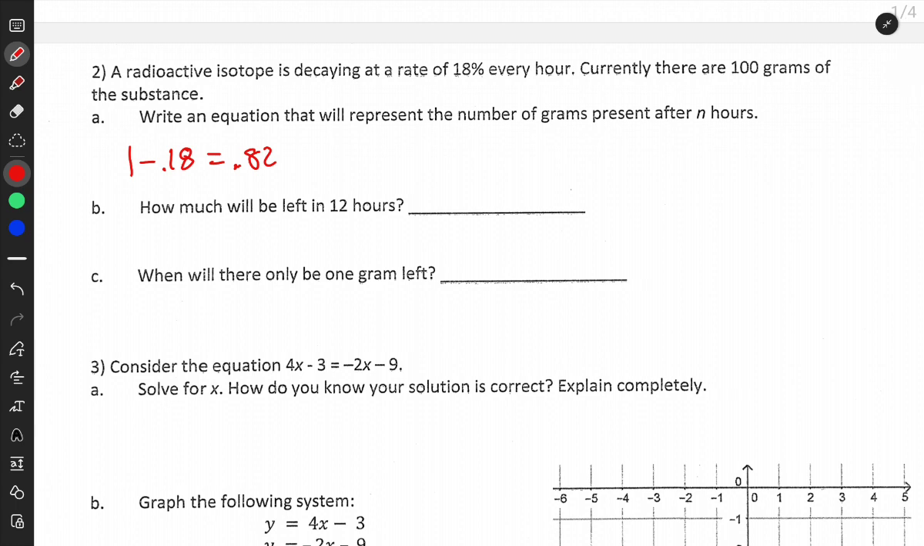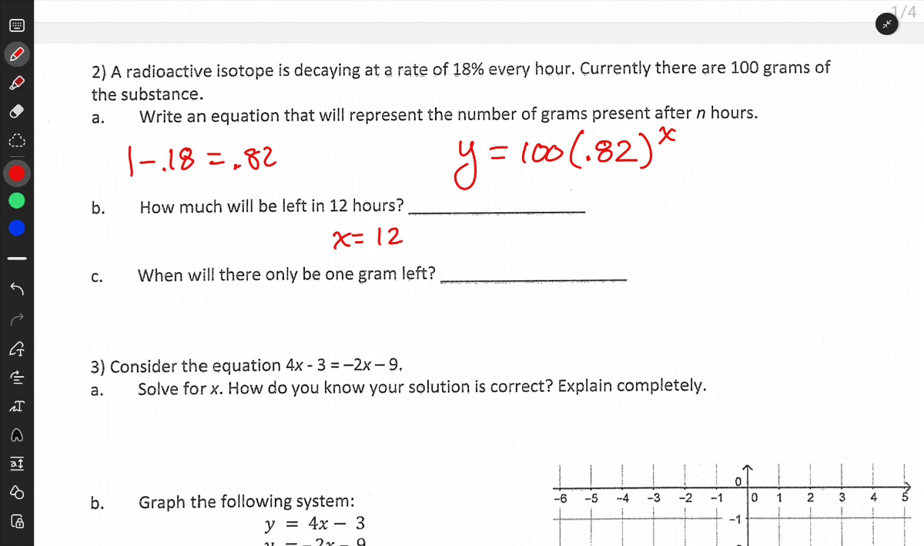So let's think about this here. I've got 100 grams. I'm going to just use Y. Y is 100 grams that I'm starting with. And every single hour that goes by, I'm getting to keep 82% of what I have. Translation, I'm losing 18%, and I'm going to raise that to the x power. And it says how much will be left after 12 hours. So I'm just going to say x is 12, and I'm going to put it into that formula.